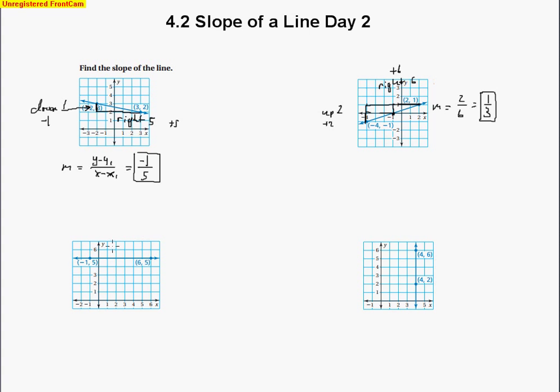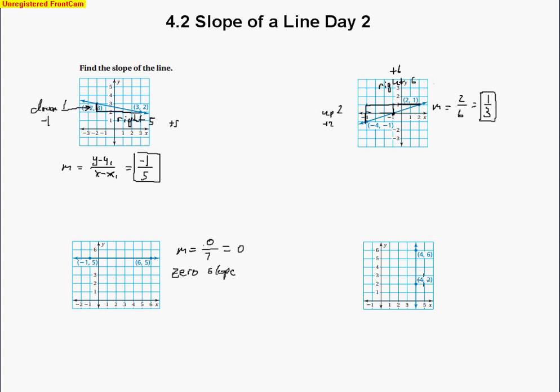So looking at this line, it's a horizontal line. So here I don't go up any spaces. So it's 0 up, and I go over 1, 2, 3, 4, 5, 6, 7. So 7 over. So this is 0. So that horizontal line has 0 slope.